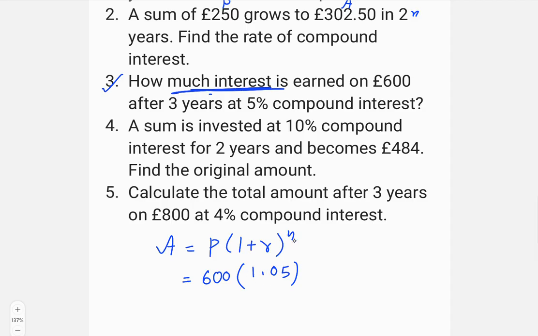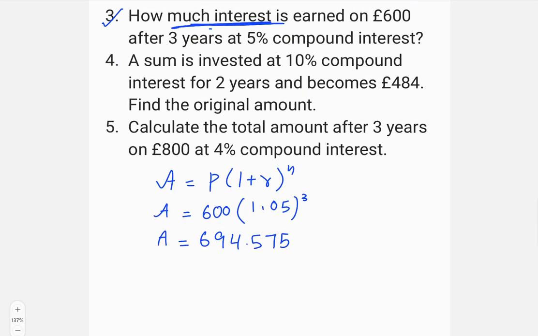So 1.05, because 1 plus 0.05 makes 1.05. And then the time n is 3 years, so you're going to give it an exponent of 3. And using this, when you work it out on a calculator, you're going to get 694.575. So this is the amount.